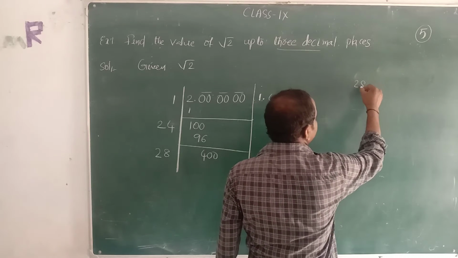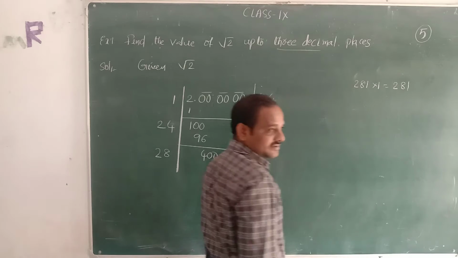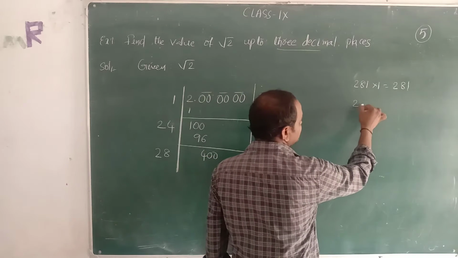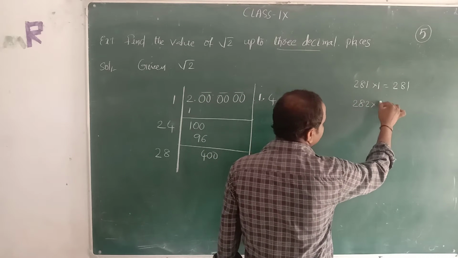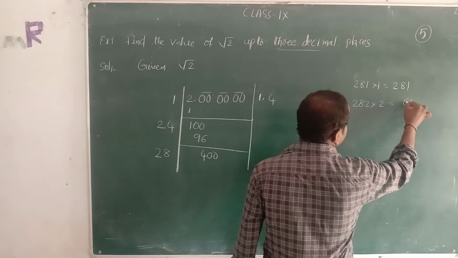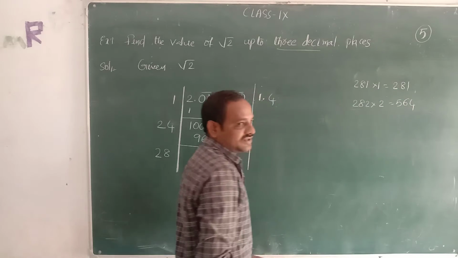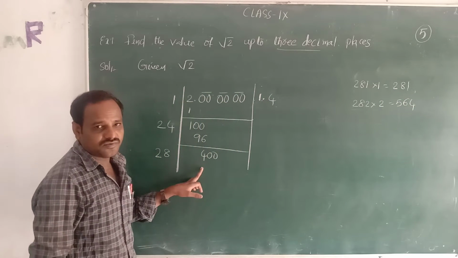So 281 1 times 281. So now we have to check for 282 2 times. How much will we get? 2 2s are 4. 2 8s are 16. 2 2s are 4. 1 plus 5. 564, which is greater than 400.